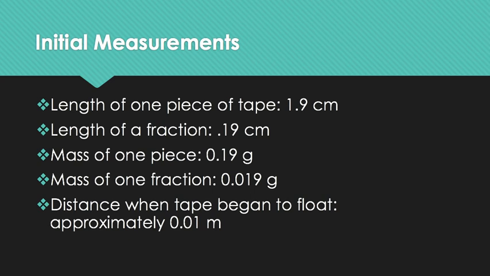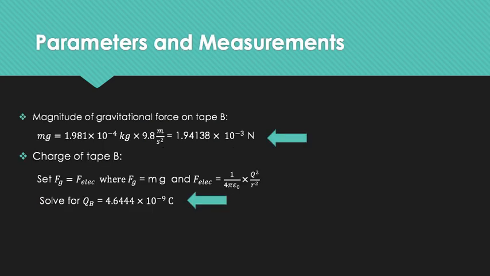Initial measurements. The length of one piece of my tape was 1.9 centimeters, and the length of a fraction, which was 1/10, was 0.19 centimeters. The mass of one piece was 0.19 grams, and the mass of a fraction was 0.019 grams. The distance observed when the tape began to float was approximately 0.01 meters.